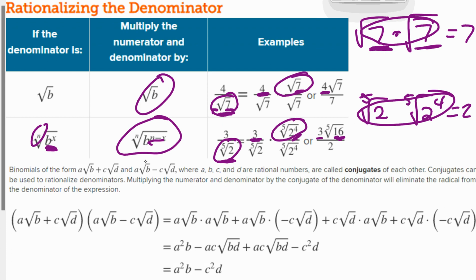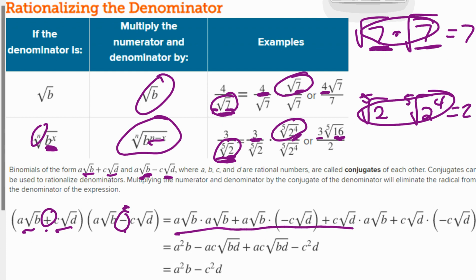What I need to do if I have more than one term on the bottom, so anytime I have 2 terms on the bottom, say this one right here, is multiply by the conjugate. When I multiply the conjugate, the only difference is that the second term has the opposite sign. So instead of adding the 2, I'm subtracting the 2, and vice versa. Those are conjugates.